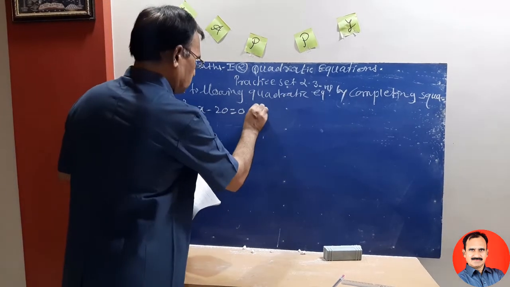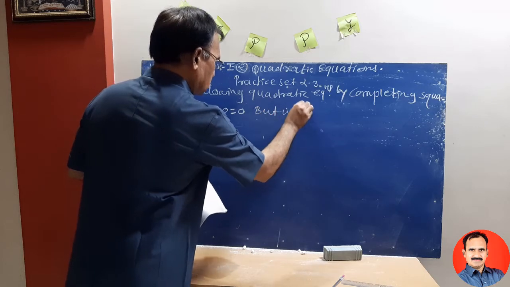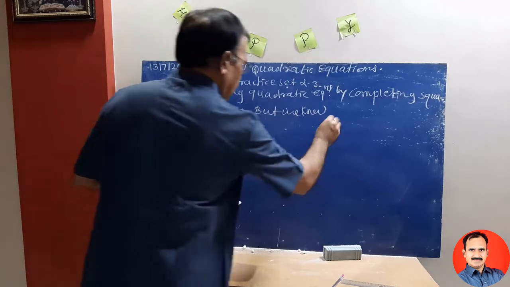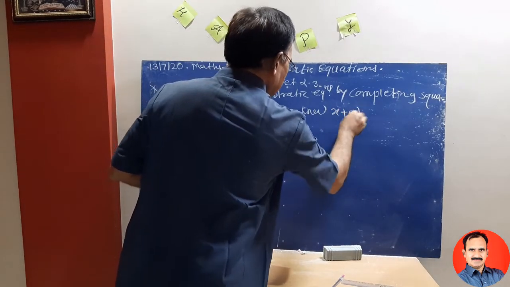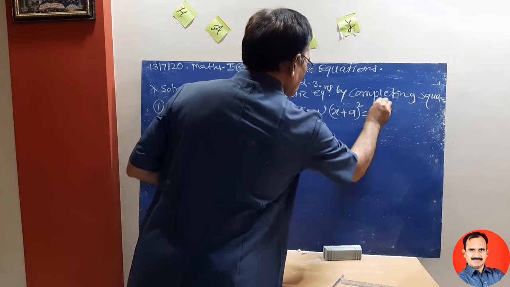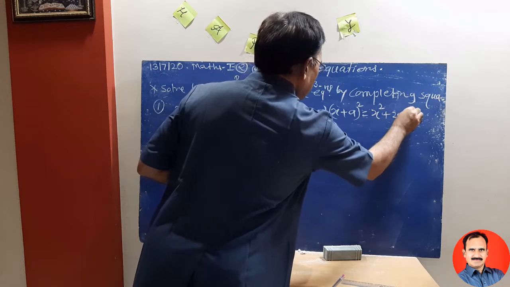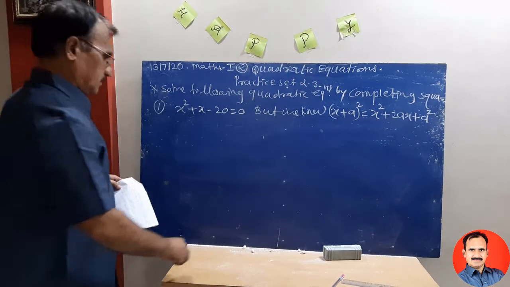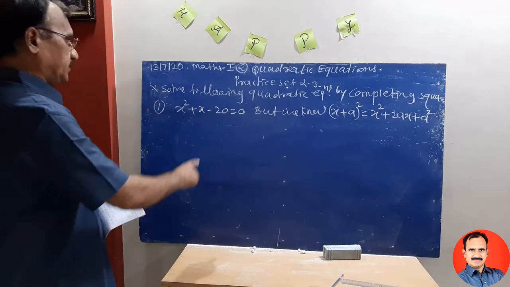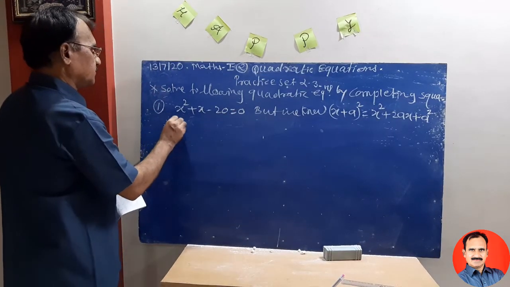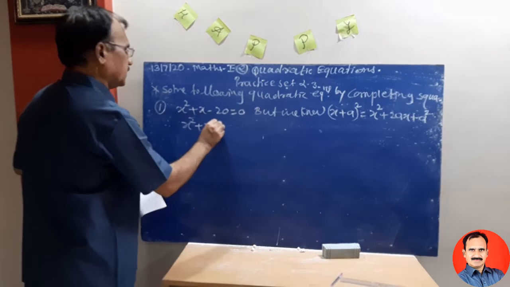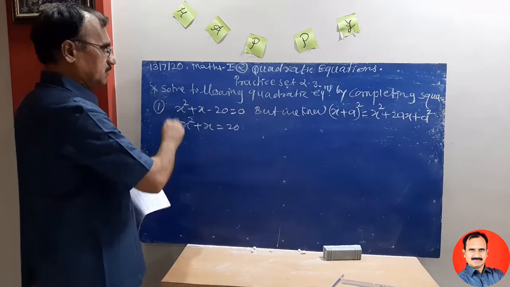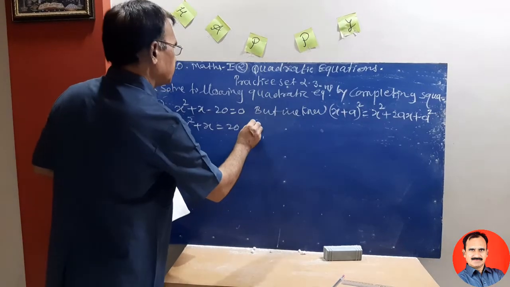But we know that (x plus a) bracket square is equal to x square plus 2ax plus a square. Take minus 20 on that side: x square plus x is equal to 20. We have to find the third term by comparing with this.